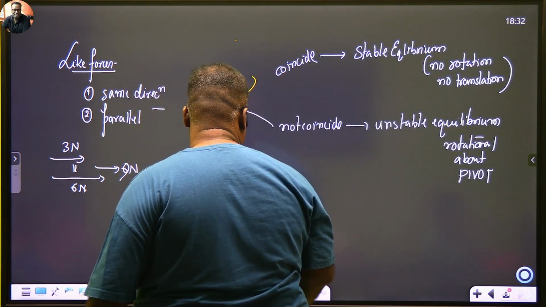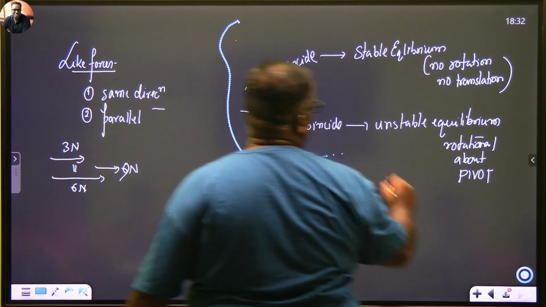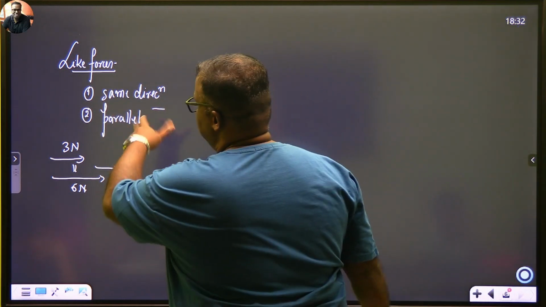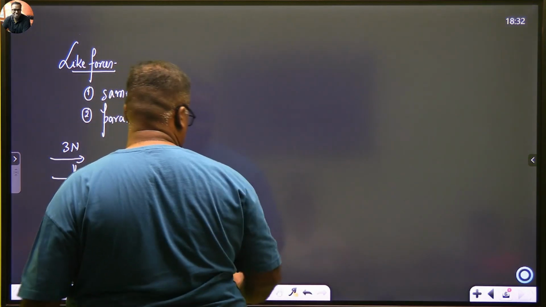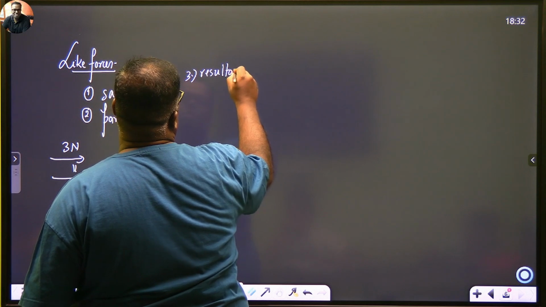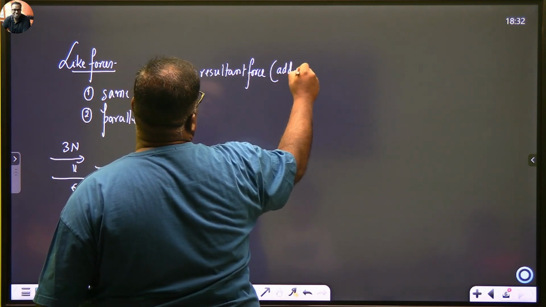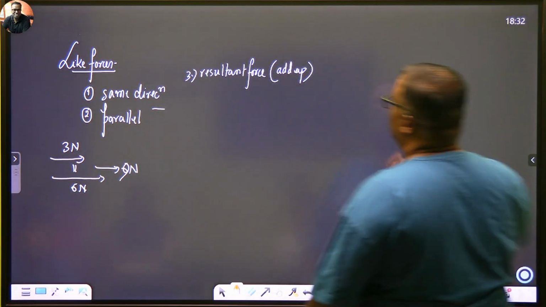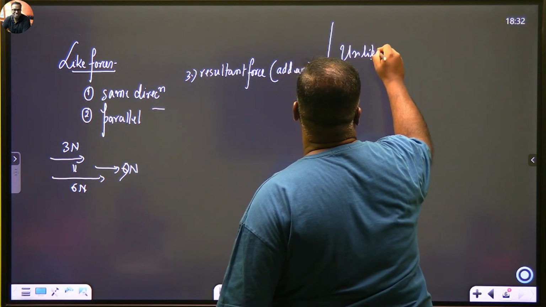Yes. So hang on. So 1 minute. This we will take up separately. Okay. So like forces, same direction and parallel. Here we also got to know about one more word called the resultant force. Resultant force, you just add up. Clear? And then we also understood what is unlike forces.